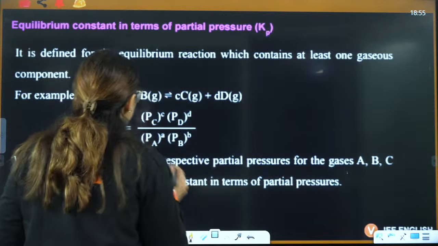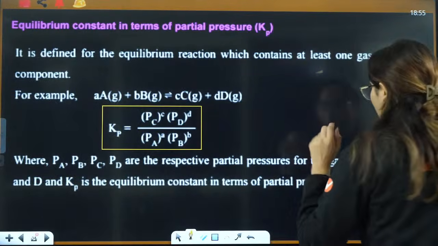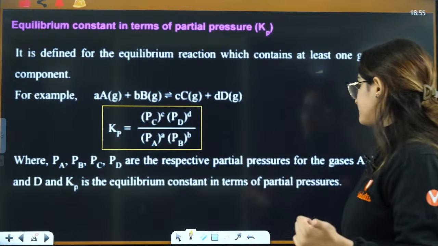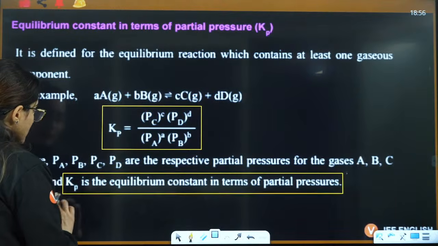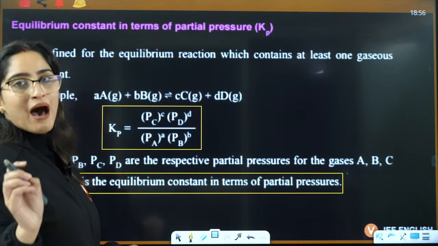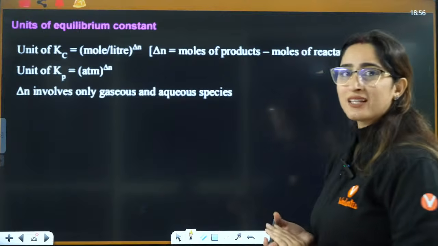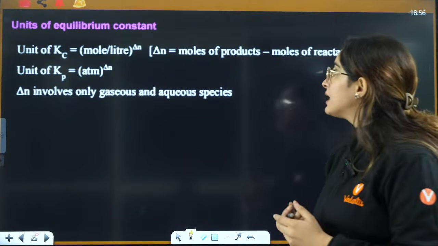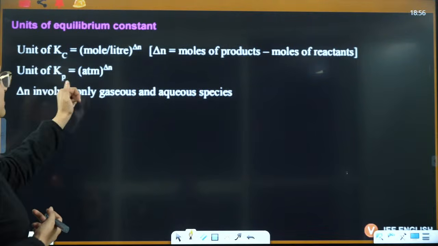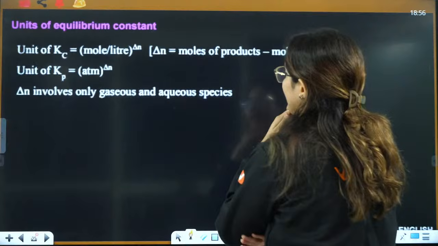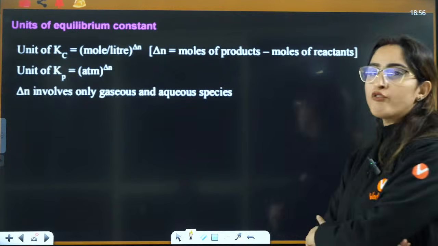Okay, so there are two kinds of equilibrium constants. One is Kp, another is Kc. Kc is the equilibrium constant in terms of concentration, and Kp is the equilibrium constant in terms of partial pressure. The units of Kc and Kp will vary. Let's see how. The unit of Kc is mole per liter to the power delta N. Delta N is defined as the number of moles of products minus the number of moles of reactants.